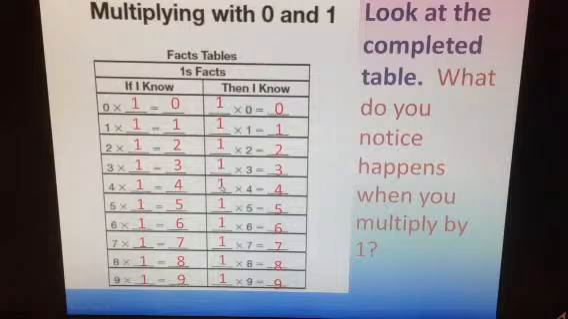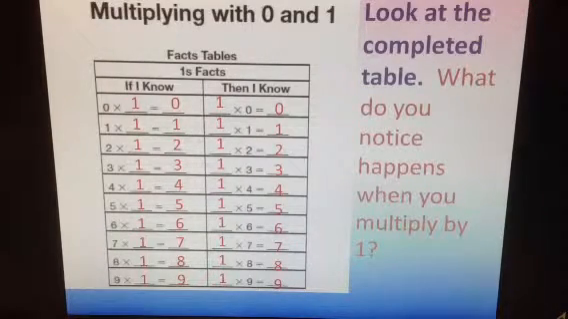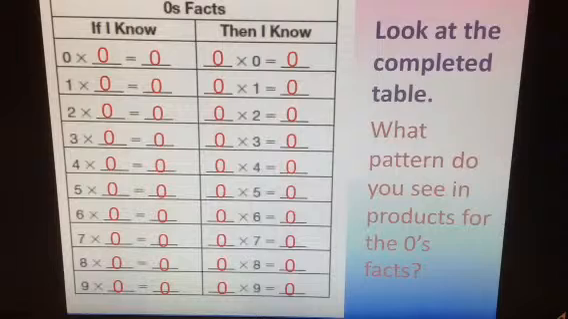Then we talked about what patterns we saw. Students were pretty quick to find that we were counting by ones when we multiply by 1. And they also noticed that any number times 1, the product is the same as the factor you're multiplying by 1. With zeros, we saw an even more obvious pattern. Anything times 0 is 0. We thought that that was probably the easiest pattern we could think of.